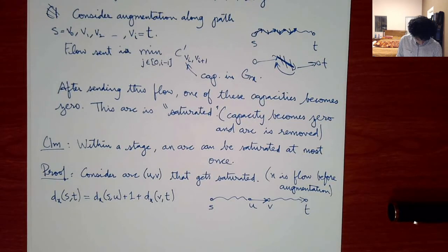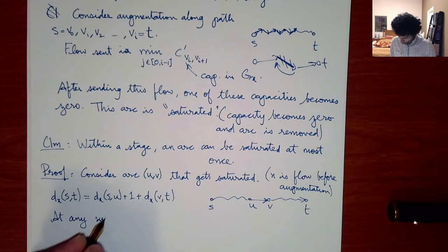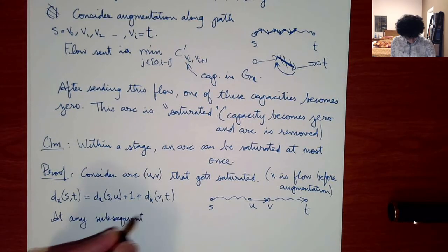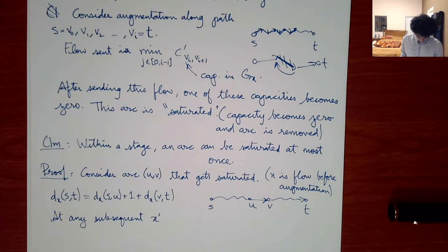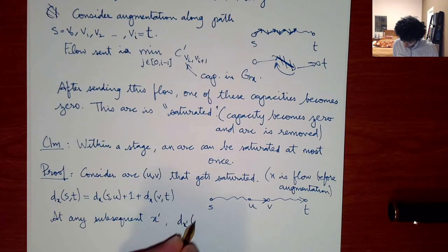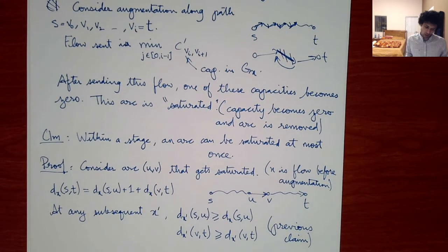Okay. So at any subsequent x prime, we know that dx prime of SU is at least dx of SU, and dx prime of VT is at least dx of VT, and this is just the previous claim. And so we know that the distances are always increasing or non-decreasing.